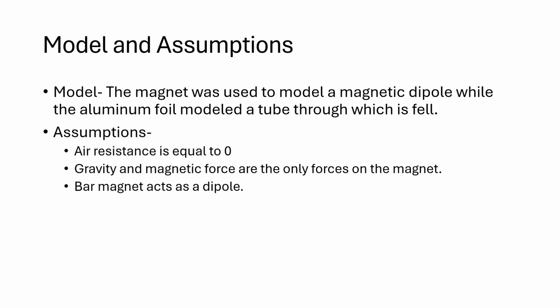Model assumptions. In the model, the bar magnet acts as a magnetic dipole and the aluminum tube is constructed from rings. We made several simplifying assumptions. Air resistance is 0, only gravity and magnetic forces act on the magnet, and the magnet behaves as an ideal dipole. These assumptions help isolate the magnetic interactions without complicated effects.